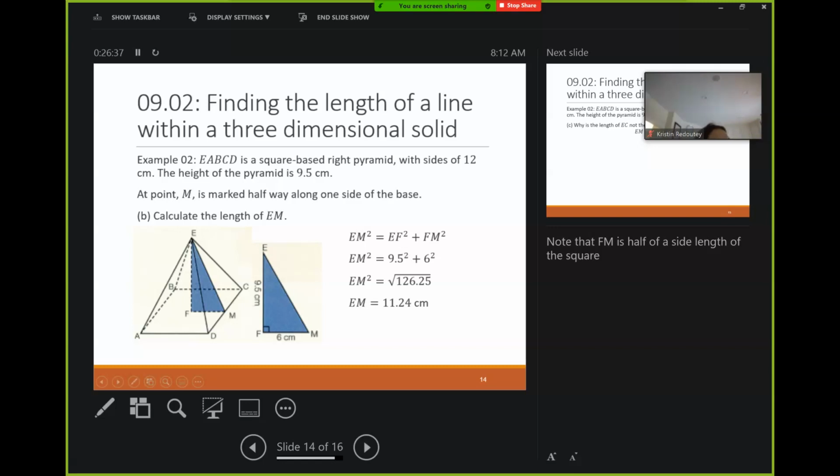Okay. So here's the best argument. Consider the triangle EMC. What kind of triangle is that? It's a right triangle. EC is the hypotenuse, which has to be the longest side in a right triangle. So EC necessarily must be longer than EM. They cannot be the same length. Everybody feel okay with that argument?